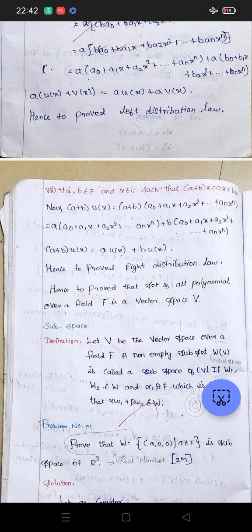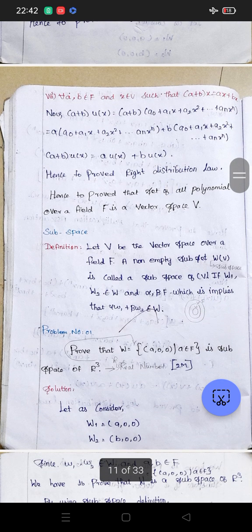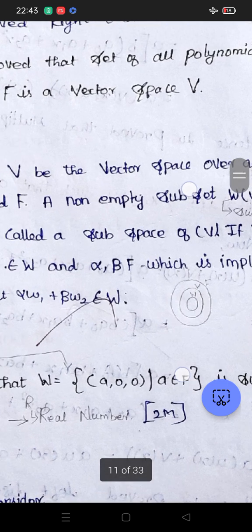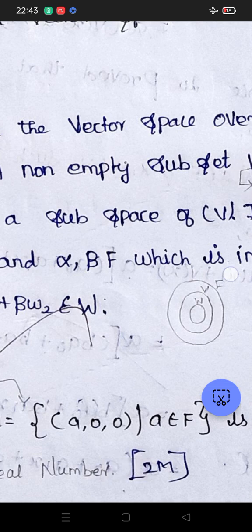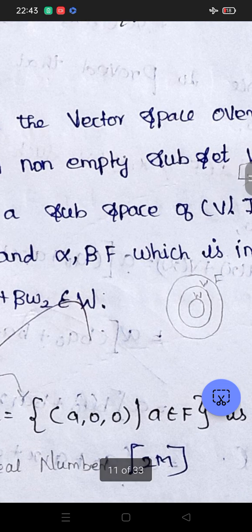The subspace definition: let V be a vector space over a field F. A non-empty subset W of V is called a subspace of V if V1, V2 belongs to V and alpha, beta belongs to F, which implies that alpha V1 plus beta V2 belongs to W. So you can clearly note the diagram. V is a vector space over a field F and W is a subspace of V.